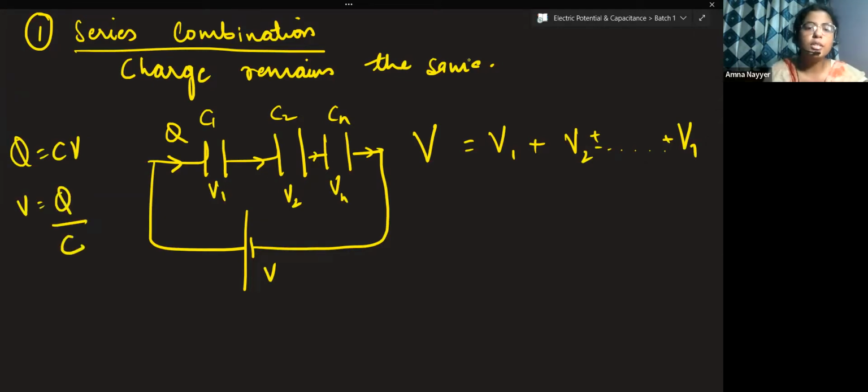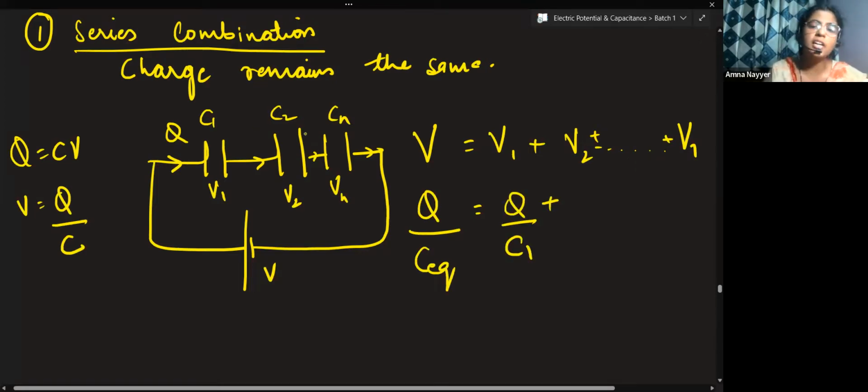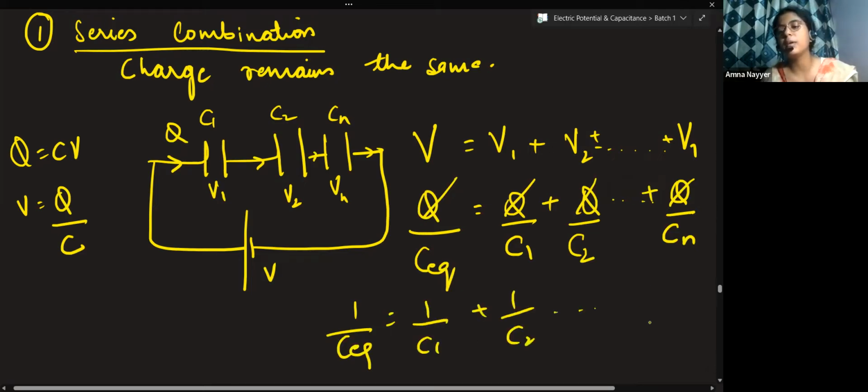So just write it. For the first one, charge is Q. This is the net charge, Q. And what is the total capacitance? Total capacitance is C equivalent, which we are calculating. V1 is Q by C1, plus V2: charge is capital Q because charge remains the same, capacitance is C2. Up till Vn, charge remains the same, capacitance is Cn. See, Q gets cancelled from everywhere. 1 by C equivalent becomes equal to 1 by C1 plus 1 by C2 up till 1 by Cn.